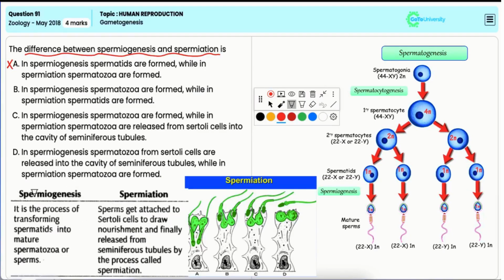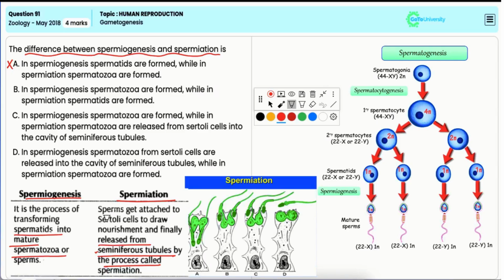In spermiogenesis, spermatids transform into spermatozoa, and spermiation, on the other hand, is the release of these mature spermatozoa from Sertoli cells into the lumen of the seminiferous tubules.